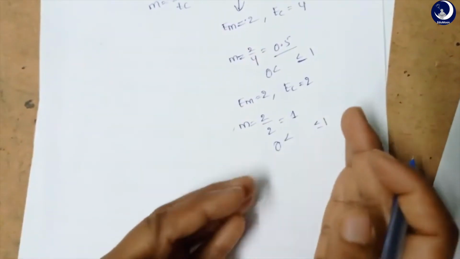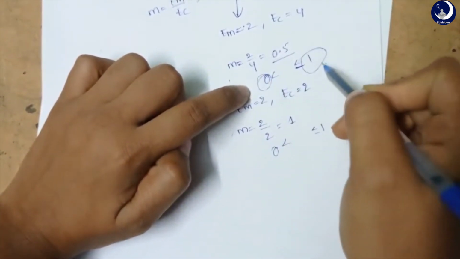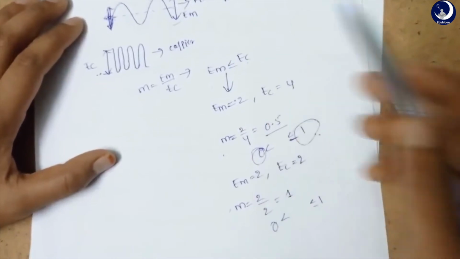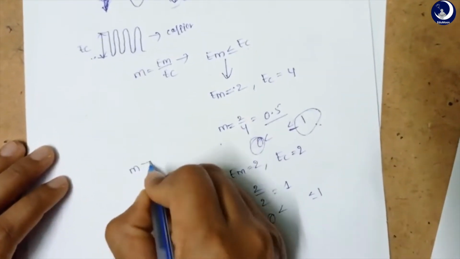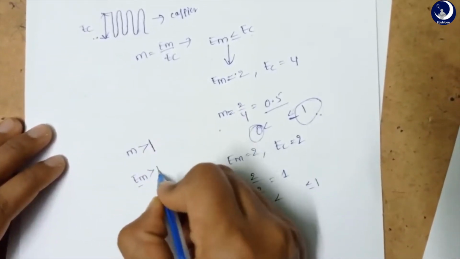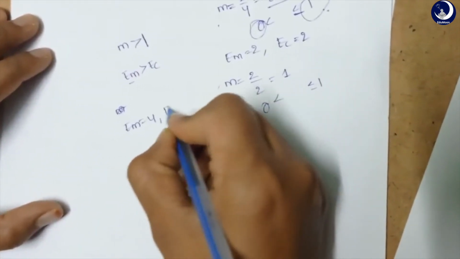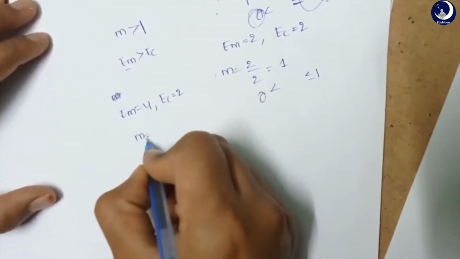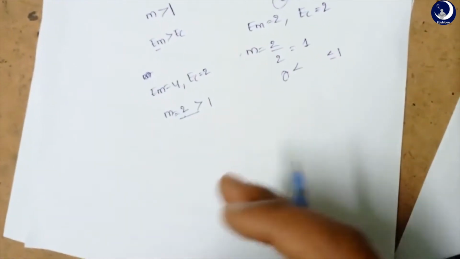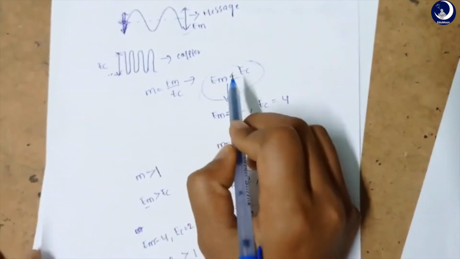So in order to get m from 0 to 1, we need to choose values in such a way that Em is less than or equal to Ec. And in order to get m greater than 1, we need to choose values such that Em is greater than Ec. How? For example, let's consider Em equals 4 and Ec equals 2. Then we get m equals 2. So here we get a modulation index greater than 1. So this is how we can modify the modulation index through the amplitudes of the message and carrier signals.